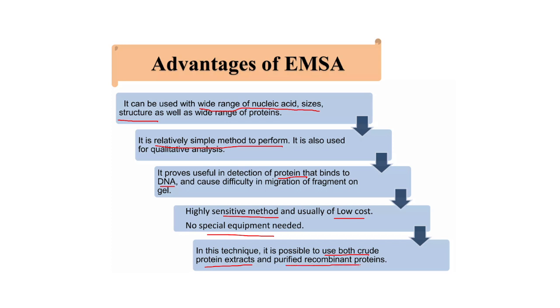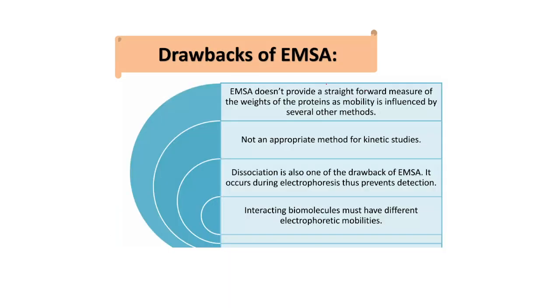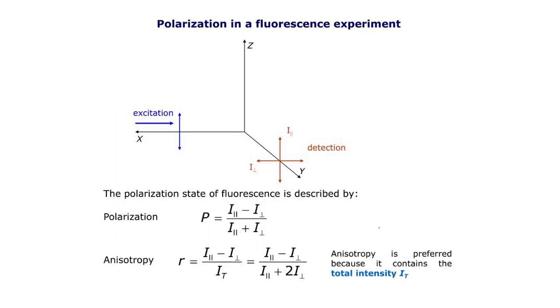purified recombinant proteins. The drawbacks: EMSA does not provide a straightforward measure of the weights of the proteins, as the mobility is influenced by several other factors. So it is not an appropriate method for kinetic studies, and dissociation is also one of the drawbacks of EMSA. It occurs during electrophoresis, thus it prevents the detection, and the interacting biomolecules have different electrophoretic mobilities, which also causes difficulties in performing this assay.